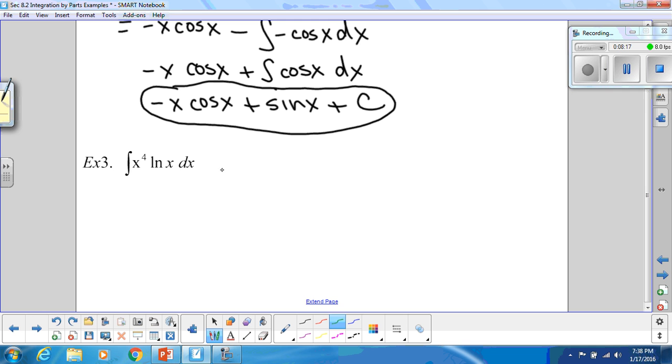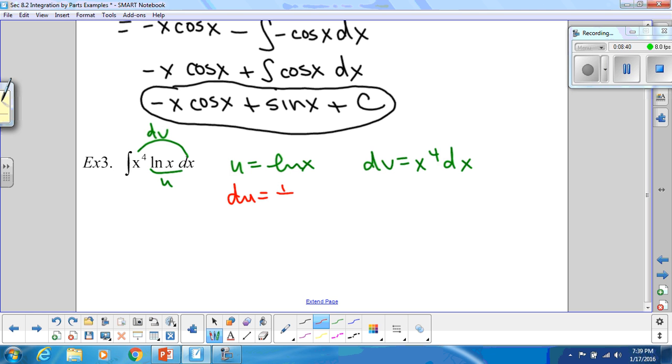In example 3, notice we have ln, so this is going to be my u, and then these two things are going to be my dv. So u is equal to ln of x, and dv is equal to x to the 4th dx. So my du is going to be 1 over x dx, and my v, remember for integrating this, use your power rule, so that's 1/5 x to the 5th. Okay, so now we're ready to plug into the formula.